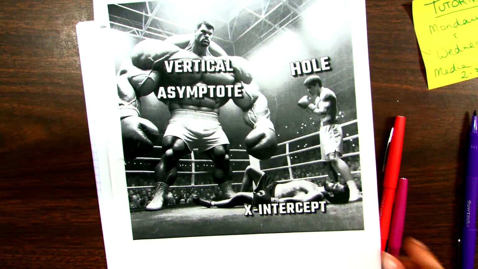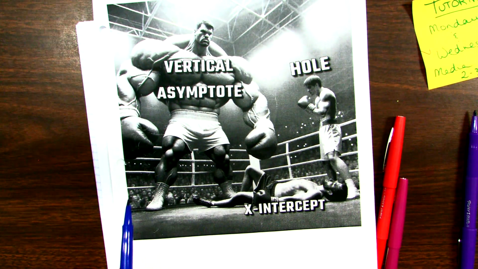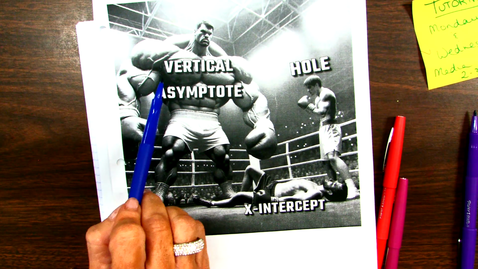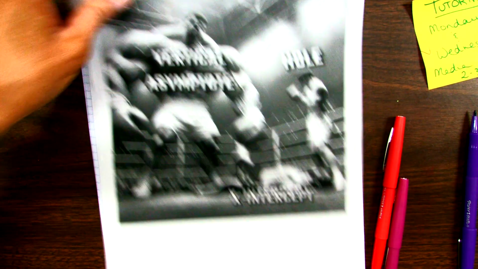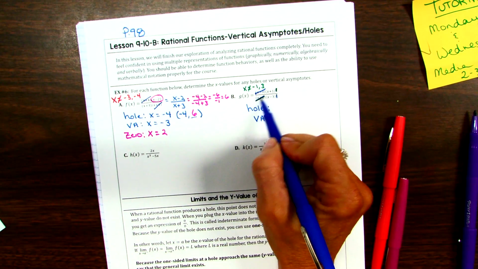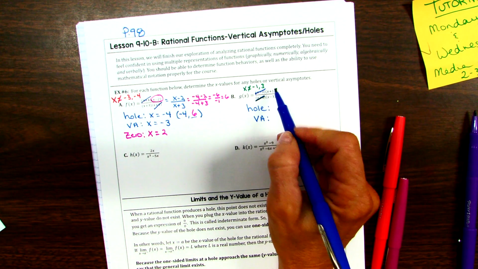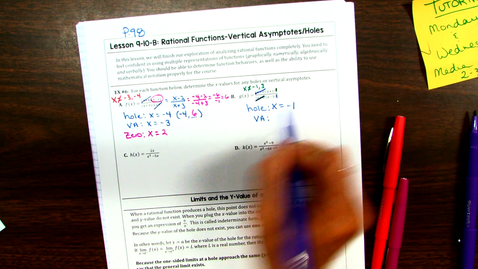So remember this picture. Who always wins is the vertical asymptote. Vertical asymptote always beats a hole. Hole always beats the x-intercept. So if you have to choose between hole or x-intercept, it's a hole, okay?